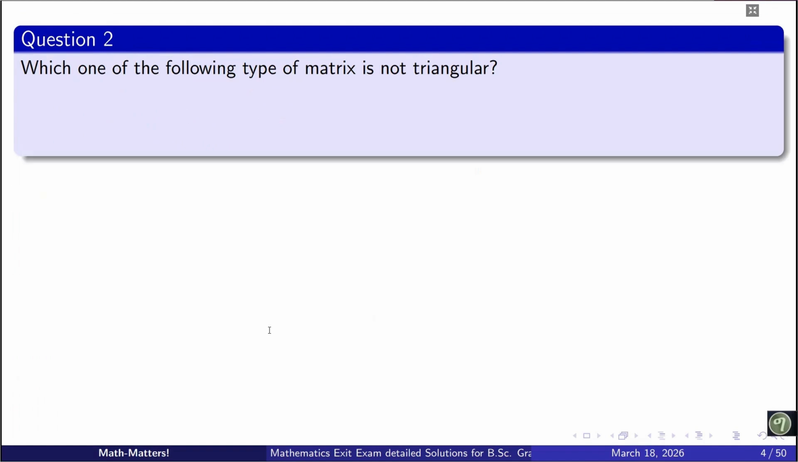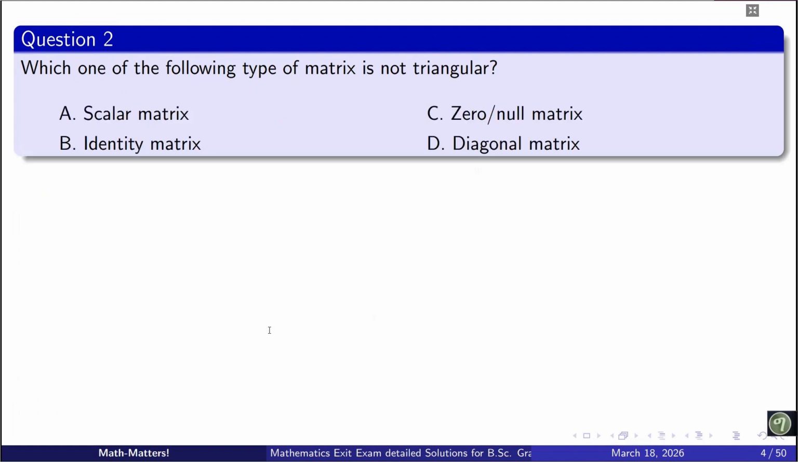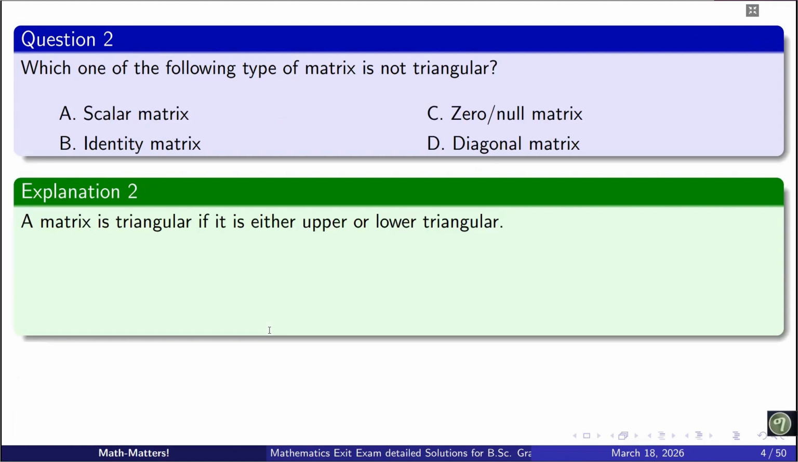Second question, which of the following types of matrix is not a triangular matrix? You know what a triangular matrix is. First, for a given matrix to be triangular, it needs to be a square matrix, having the same number of rows and columns. A matrix is said to be triangular if it is either an upper triangular or lower triangular matrix.